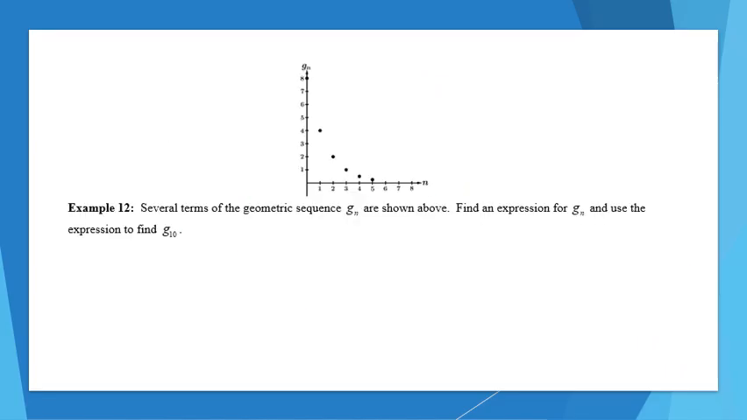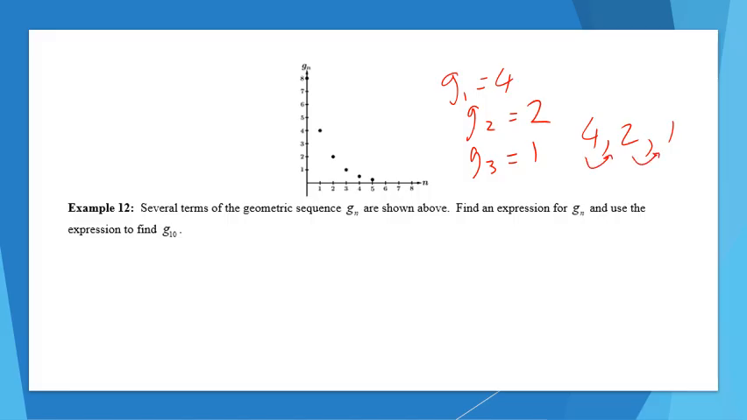All right, so for example 12, we're finding an expression for g of n, and then we need to use that expression to find g of 10. So from the graph, we can pull g of 1 should be equal to 4, g of 2 should be equal to 2, and then g of 3 should be 1. So from this, our first three terms are 4, 2, and 1.